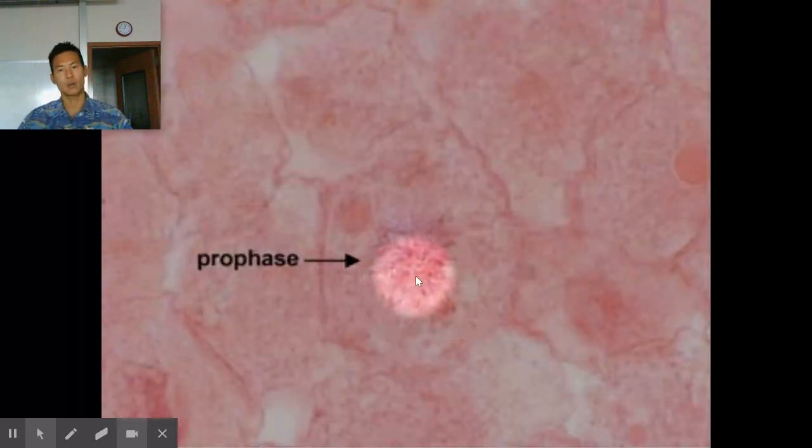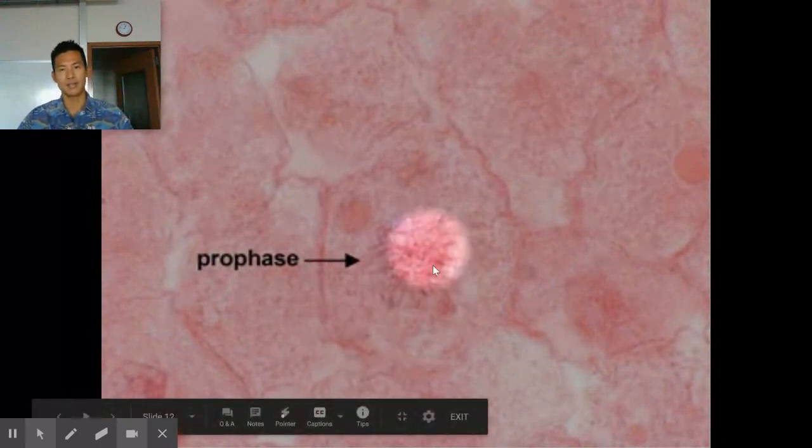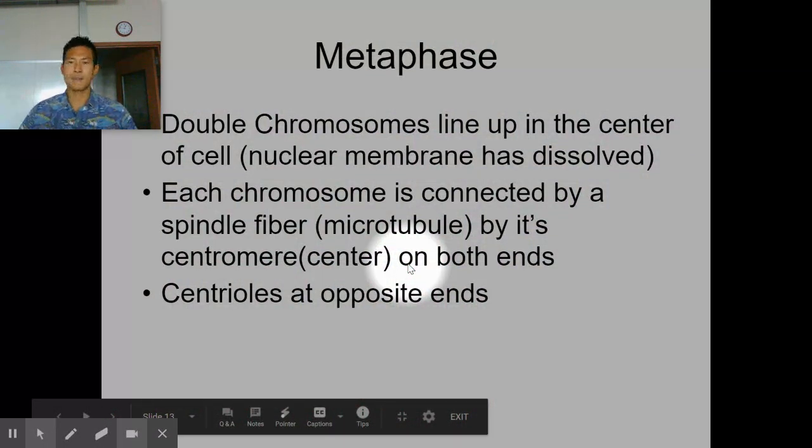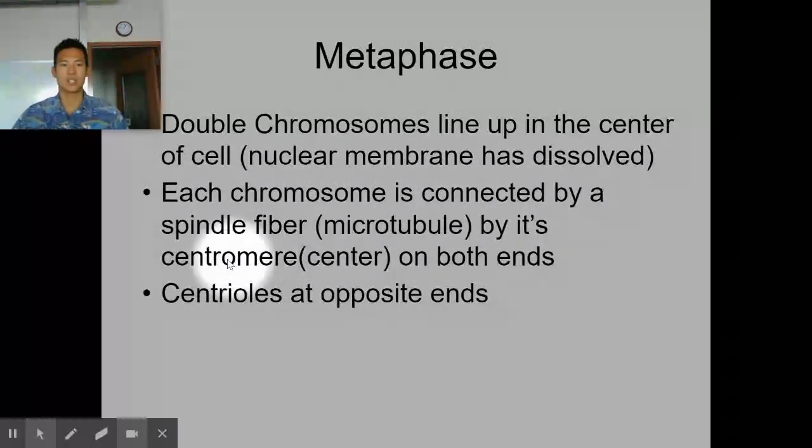Here's an actual fish cell going through prophase. You can see the condensed chromosomes in the center. Metaphase: your X-shaped double chromosomes are now lined up in the center of the cell, and every chromosome is connected to what's called a spindle fiber.